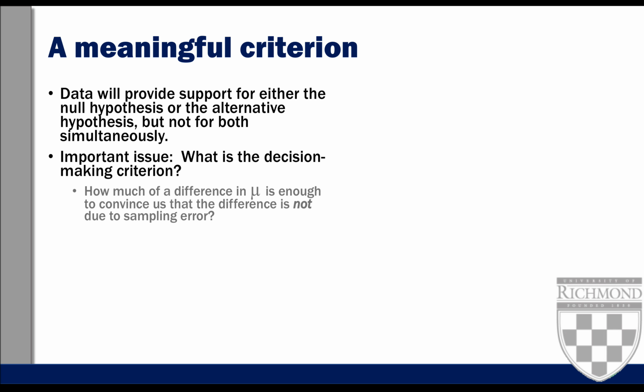So an important issue is, what is the decision-making criterion? At what point do we draw a cut line and say, hey, any sample mean that deviates X amount from the population mean, oh, there goes my scissors. At what point do we get a significant result, a result that can't really be attributed to sampling error? So we're going to use those scissors. Where's the cut point in our sampling distribution where we feel confident in rejecting the null hypothesis? So how much of a difference in the mu that we observe, which is inferred from our sample mean, is enough to convince us that the difference is not due to sampling error?